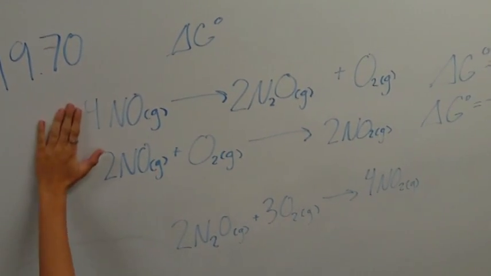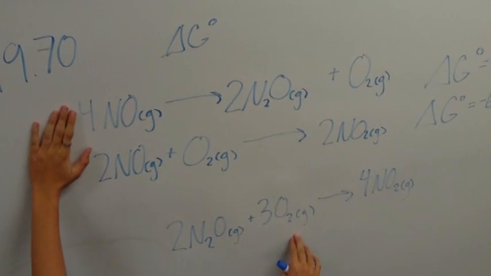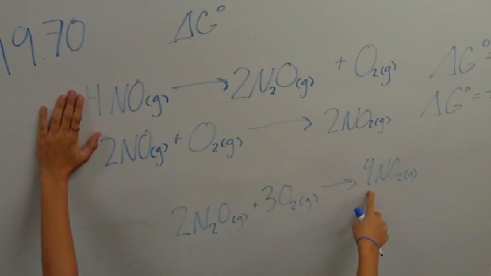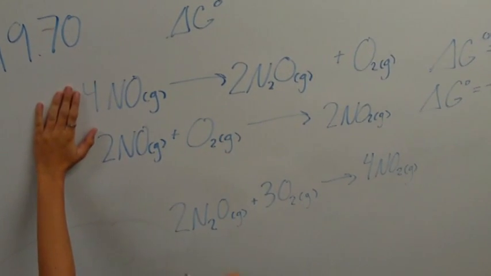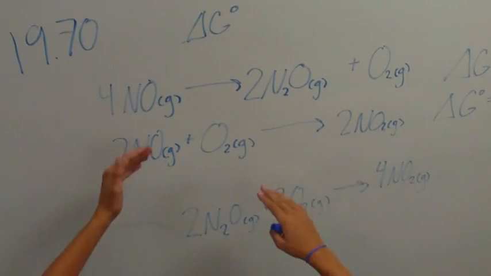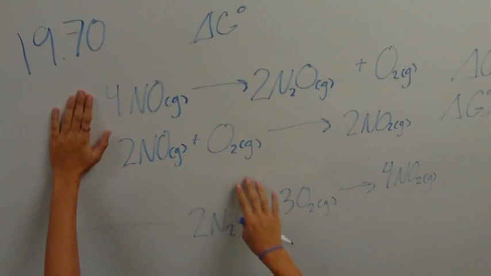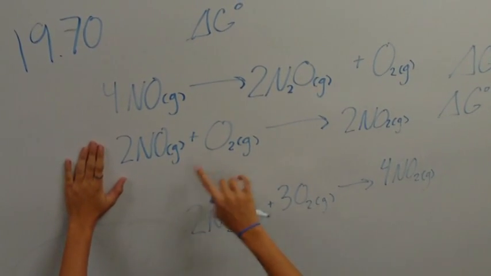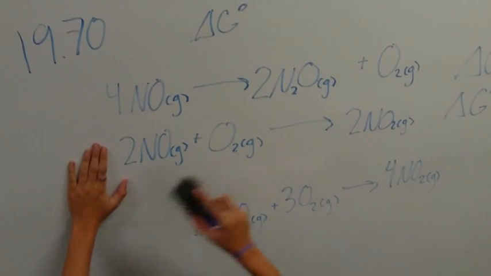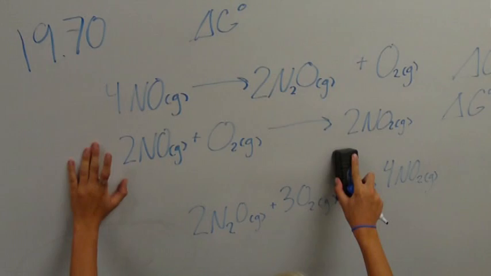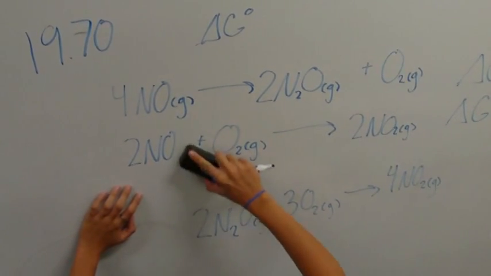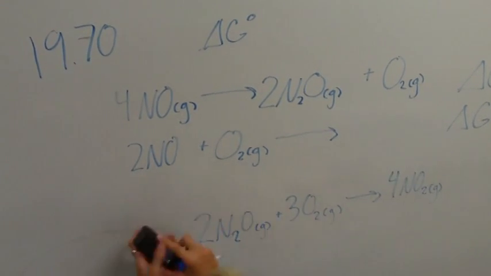If you're just looking at it, on this side of the equation we have N2O and 3O2, and over here we have 4NO. What you have to remember is that these things can cancel each other if they're on opposite sides. So what we're going to do first is flip this one over so that the products and reactants are on the other sides. So we have 2NO2 on this side. I'm just going to go ahead and erase it like this.